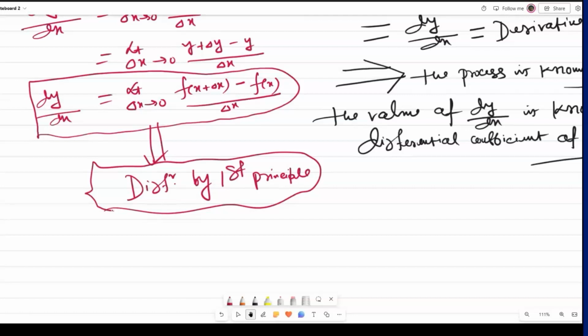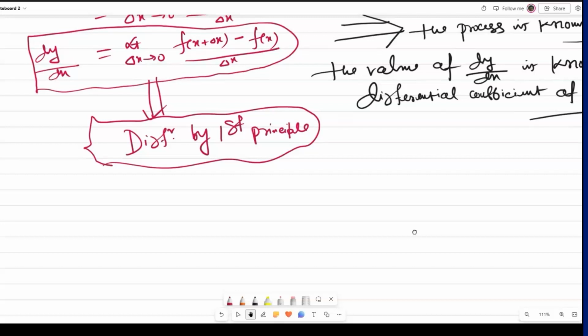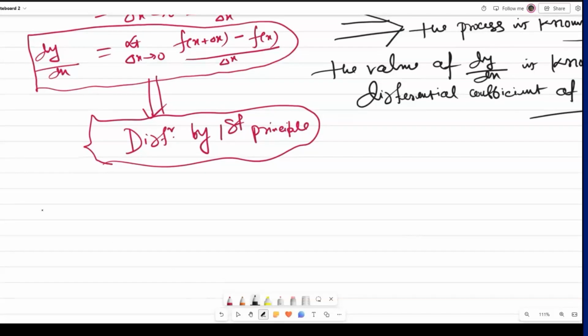No second principle at present, no second principle in future also. Only first principle. So let us apply first principle to find derivatives for some problems. Then we'll go for formulas. Then we learn derivatives. So let us find by first principle.